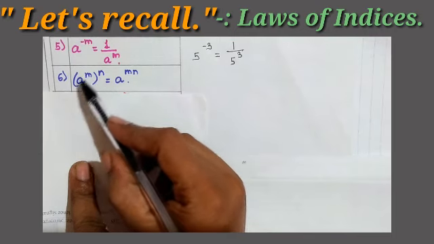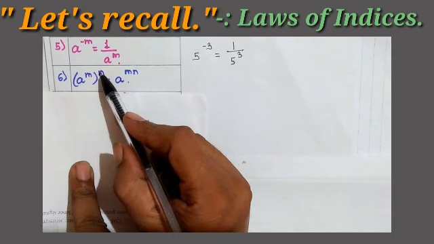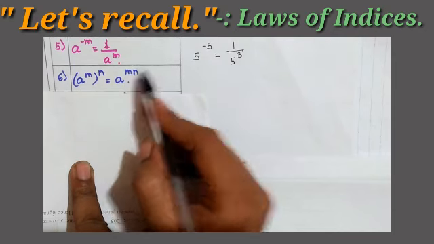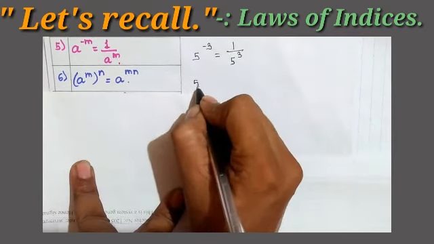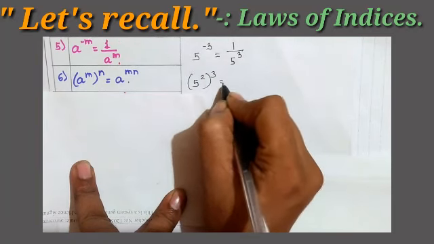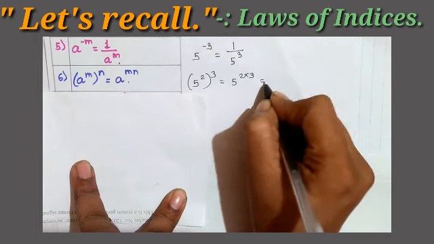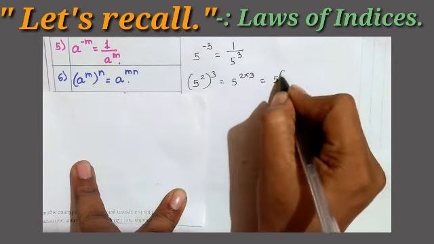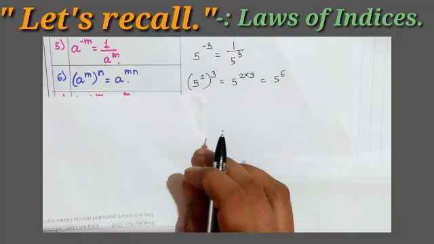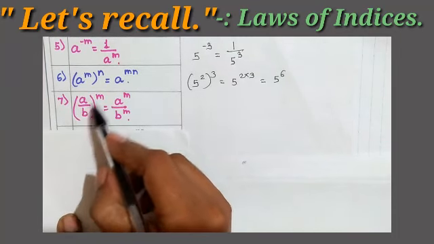Let's see the next one. (a raised to m) bracket raised to n. Then the answer will be the multiplication of both indices, that is a raised to mn. If (5 raised to 2) bracket raised to 3, then the answer will be 5 raised to 2 into 3. The answer will be 5 raised to 6. The next law was (a upon b) bracket raised to m.